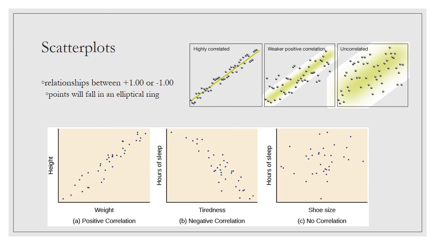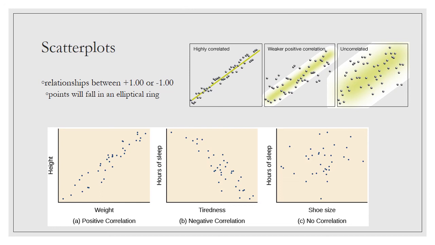Here's another set of examples. Height and weight, there's a positive correlation. We can see that the ellipse, the scatter there is not too much, and it's a relatively strong positive relationship. The relationship between the number of hours you sleep and how tired you are is a negative relationship.